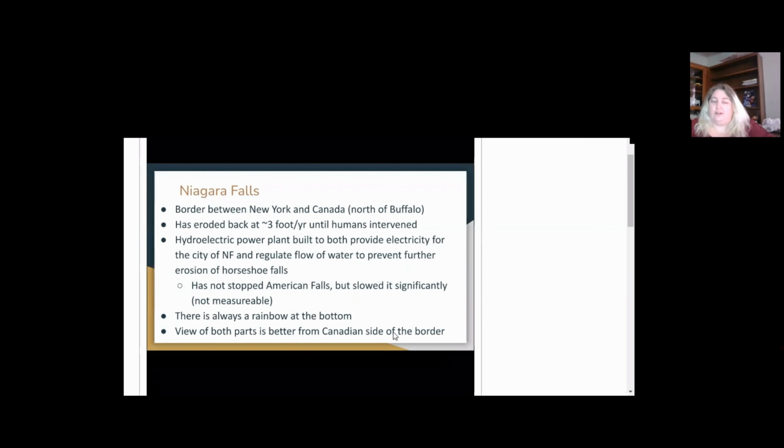Because there's no hydroelectric plant on that side, the erosion hasn't slowed as much as on the Canadian side. It has slowed a little bit though, because the water is kind of redirected more towards the Canadian side. So it has slowed the American side just a touch. Fun fact, there is always a rainbow at the bottom of Niagara Falls.